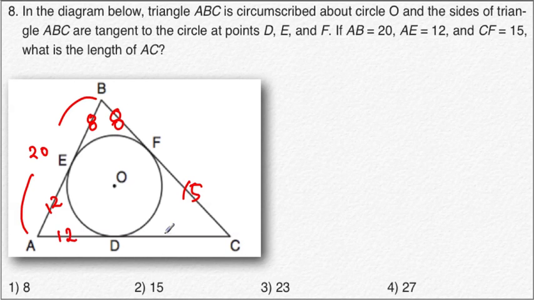Then this is 15, that makes this also 15. Then when you combine AD to DC, which makes AC equal to 27. Choice 4 becomes our answer.